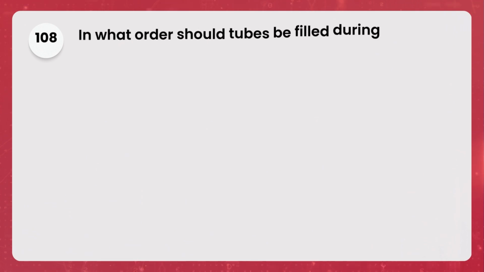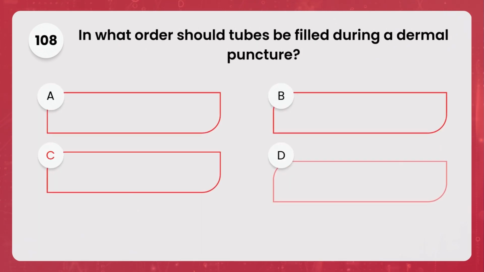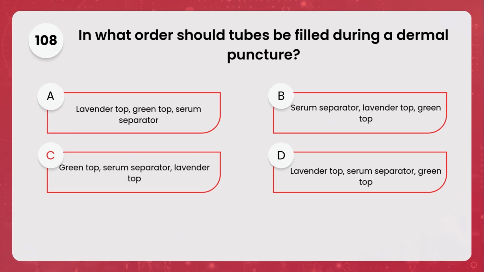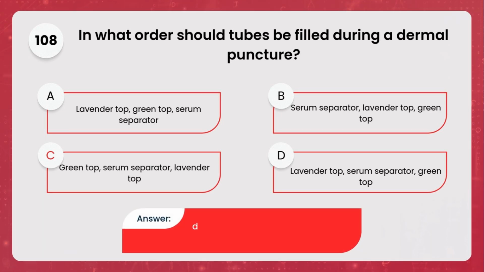Number 108. In what order should tubes be filled during a dermal puncture? A. Lavender top tube, green top tube, serum separator. B. Serum separator, lavender top, green top. C. Green top, serum separator, lavender top. Or D. Lavender top, serum separator, green top. The answer is D. Lavender top, serum separator, green top.